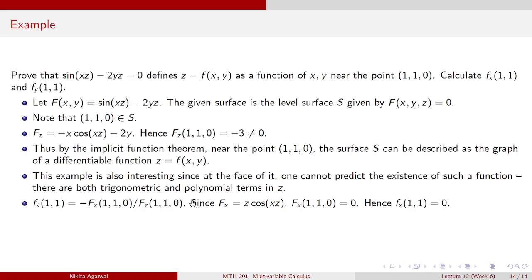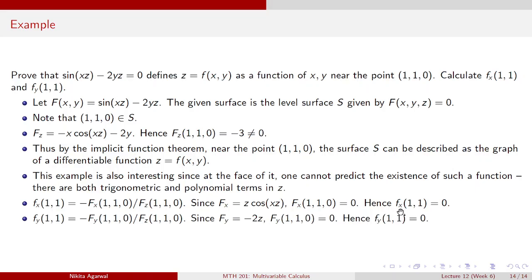Okay. And what is f_x? f_x is minus F sub x divided by F sub z. And F_x you can compute as this. You evaluate at the point, you get 0. Therefore, f_x is 0. And this is a strange example where both f_x and f_y are 0 at this point. Okay, so this is also 0. So this is what you get. Okay, so let us stop here.